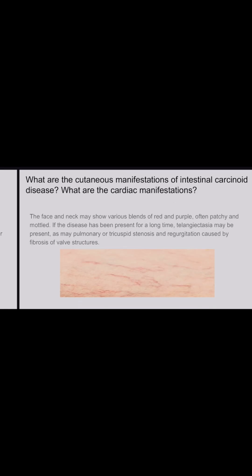What are the cutaneous manifestations of intestinal carcinoid disease? What are the cardiac manifestations? The face and neck may show various blends of red and purple, often patchy and mottled. If the disease has been present for a long time, telangiectasia may be present. The cardiac manifestations are pulmonary and tricuspid stenosis and regurgitation caused by fibrosis of the valve structures.